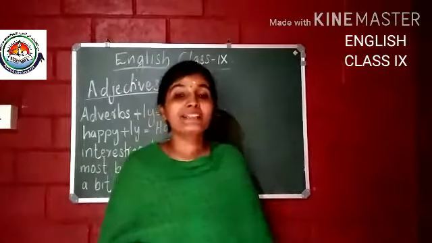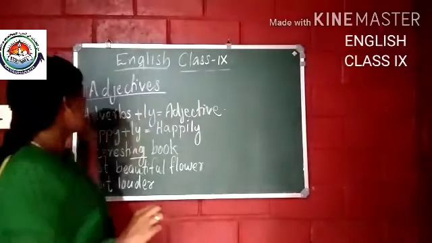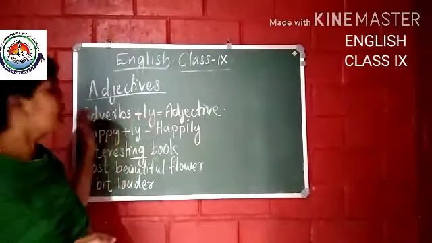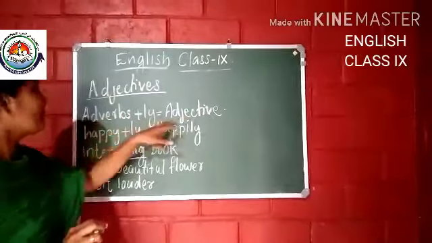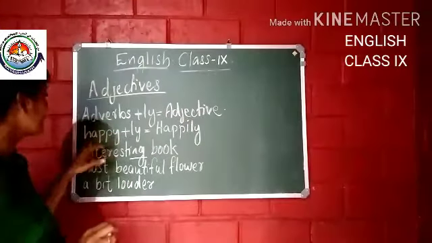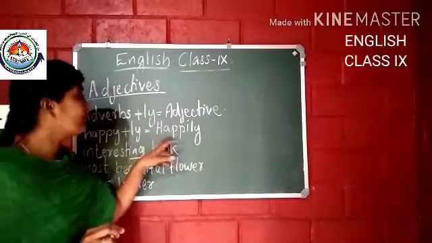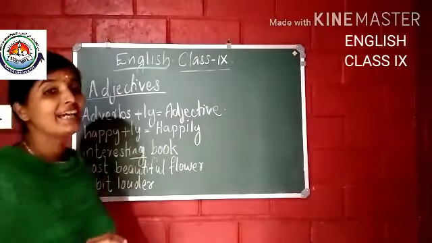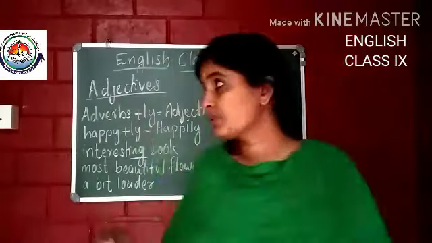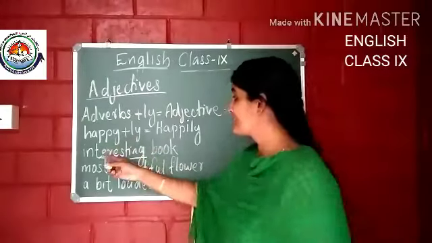Okay, the next part is about adjectives. Hope you remember the adverbs which are formed by adding ly to adjectives. You have learned this in the lower classes. For example, happy plus ly equals happily. And then another way is by adding ing, which is also another way of forming adjectives, like interesting book.